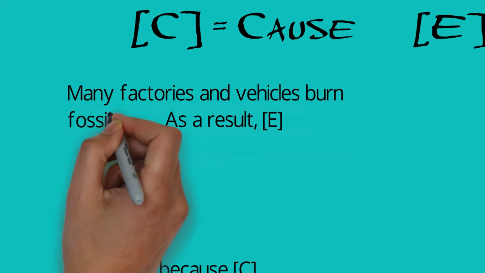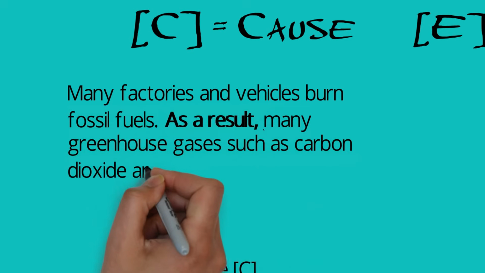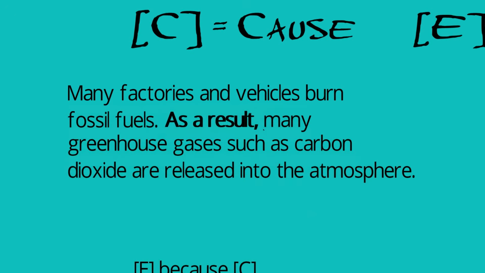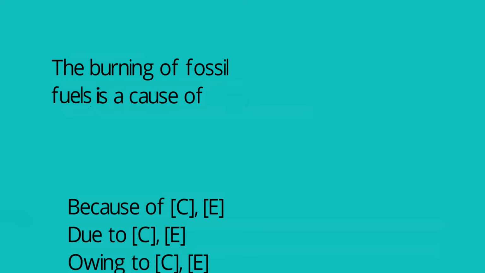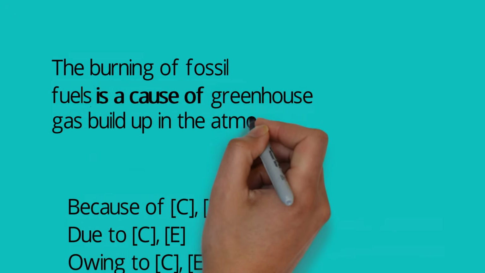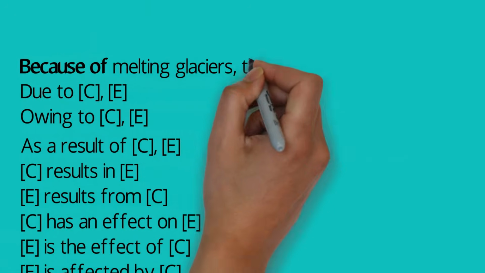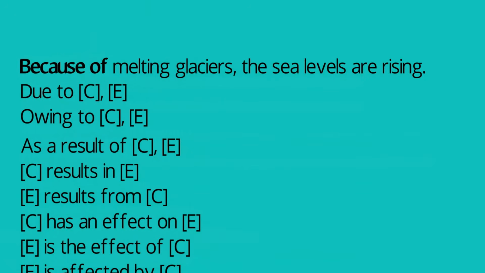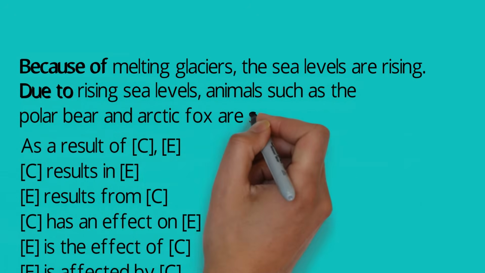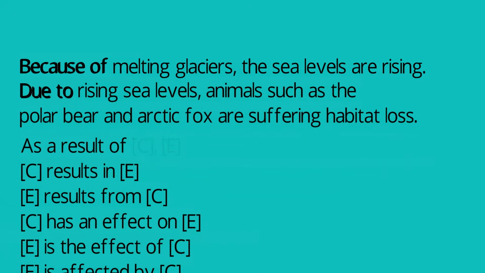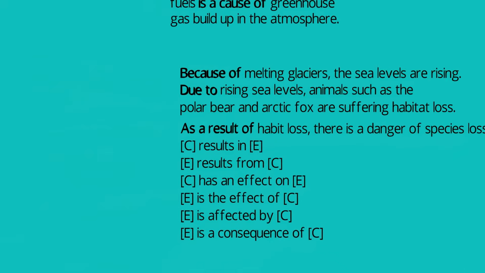Many factories and vehicles burn fossil fuels. As a result, many greenhouse gases such as carbon dioxide are released into the atmosphere. The burning of fossil fuels is a cause of greenhouse gas buildup in the atmosphere. Because of melting glaciers, the sea levels are rising. Due to rising sea levels, animals such as the polar bear and Arctic fox are suffering habitat loss. As a result of habitat loss, there is a danger of species loss.